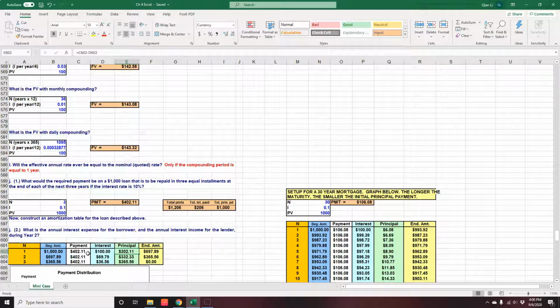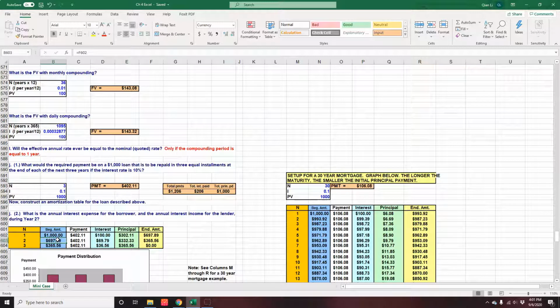Now, after you make this payment, your principal will go down by this much. So your ending balance after the first year, after you make your first payment, will be your beginning balance minus the principal paid. So that's why you have B602 minus E602. And the next year's beginning balance will be the same as last year's ending balance. So that's why this number is actually the same as F602, which is here.